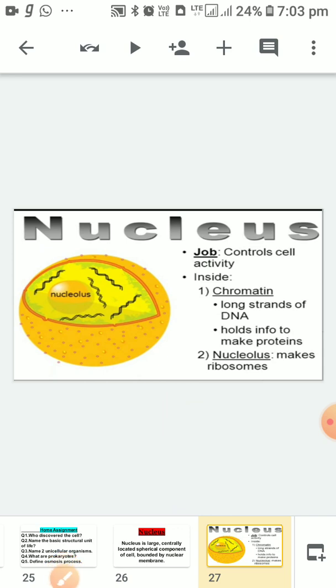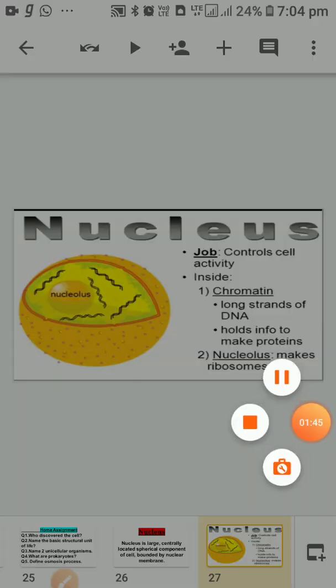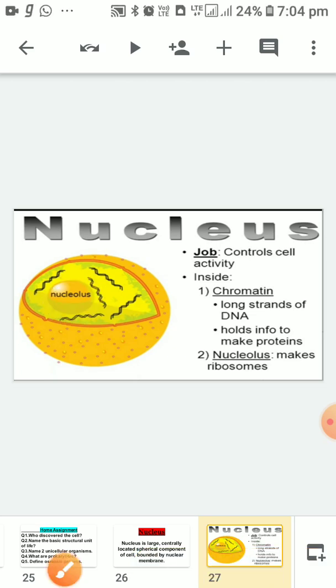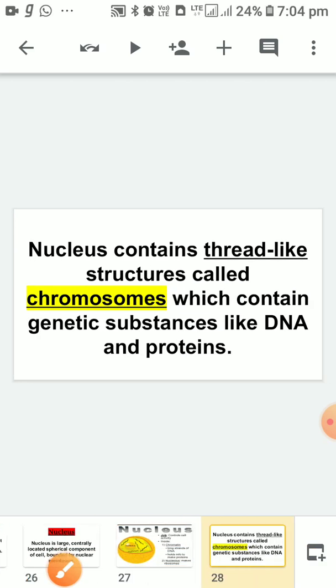Now next is nucleus. Here you can see the diagram of nucleus. The job, here it is written like job means its function. It controls the cell activity, and inside this nucleus we are having chromatin which are long strands of DNA. It holds information to make proteins, and inside this nucleus we are having a small circular part that is known as nucleolus. It makes ribosomes.